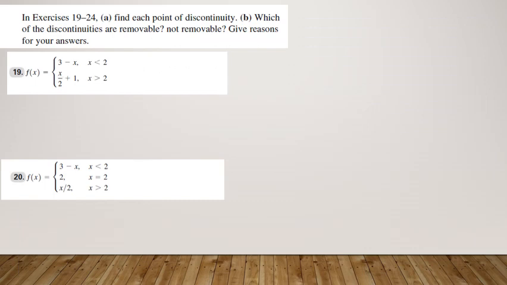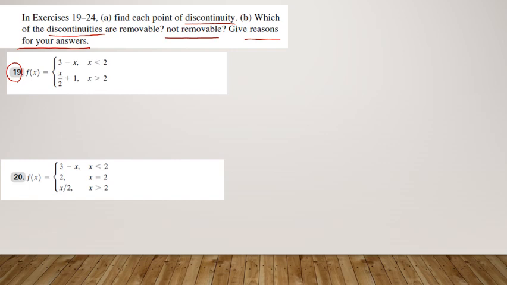In exercises 19 to 24, find each point of discontinuity and which of the discontinuities are removable or not removable. Give a reason for your answer. Let's start with question number 19.